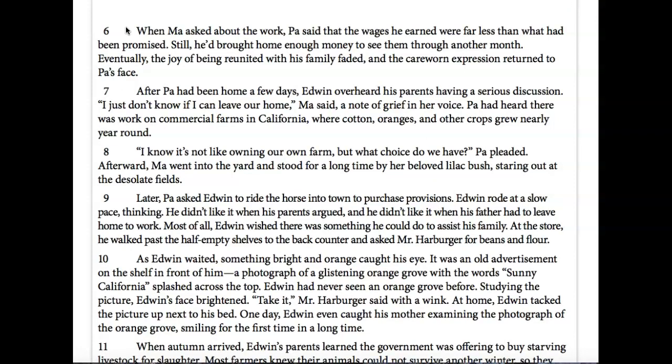After Pa had been home a few days, Edwin overheard his parents having a serious discussion. "I just don't know if I can leave our home," Ma said, a note of grief in her voice. Pa had heard there was work on commercial farms in California where cotton, oranges, and other crops grew nearly year-round. "I know it's not like owning our own farm, but what choice do we have?" Pa pleaded. Afterward, Ma went into the yard and stood for a long time by her beloved lilac bush, staring out at the desolate fields. So desolate would mean empty fields. No crops are growing right now.